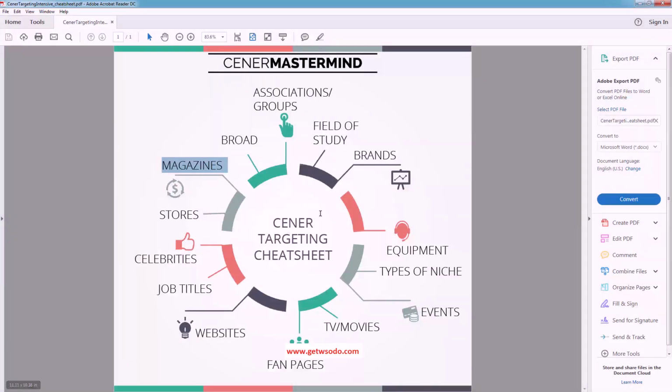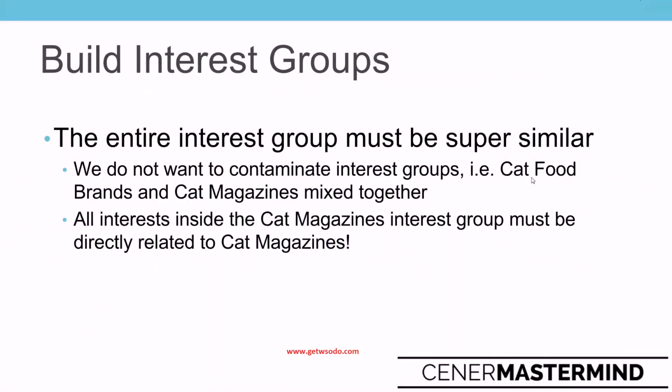Right? You want to do something about cat food brands? Go ahead, put it in the brand section. You want to do something about a fan page that says I love cats? Fine, but do it in the fan page section, not in the magazine section, right? Once you use an interest, you're only going to use it once in only one specific interest group.